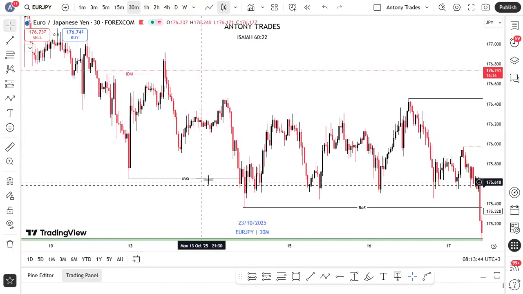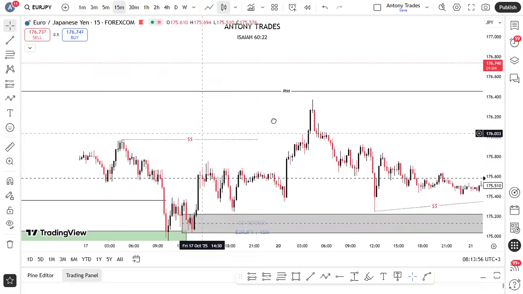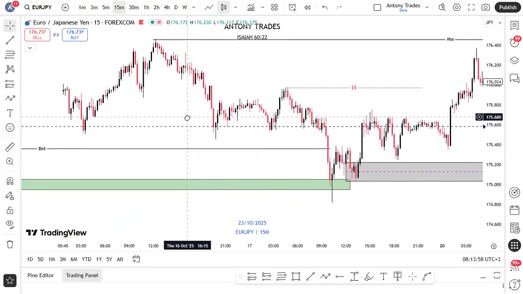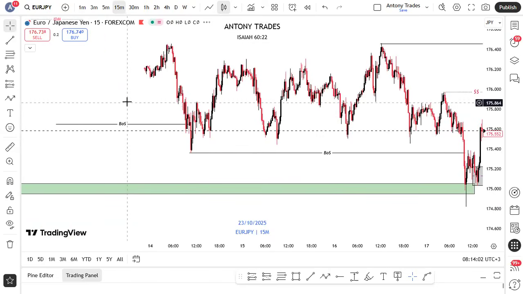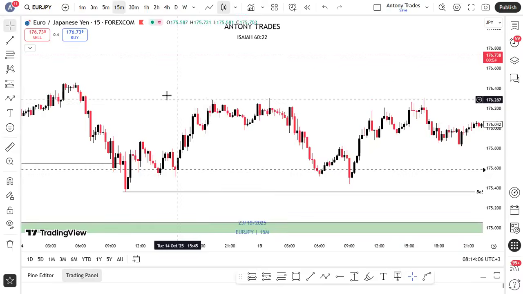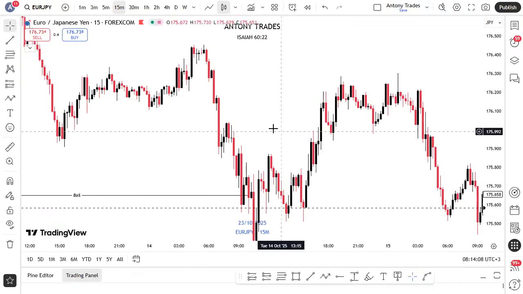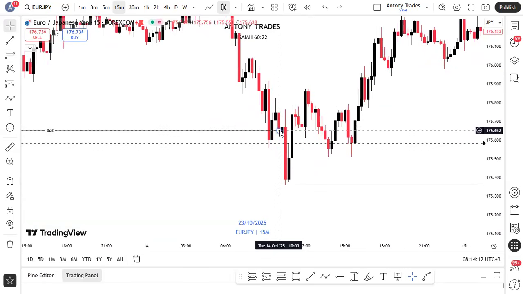Now, after our break of structure, where do we see the liquidity? Where is the liquidity? Now, if I go down to the lower time frame like that 15 minutes time frame, let me zoom in here. Where do we see the liquidity? You can see very clearly.